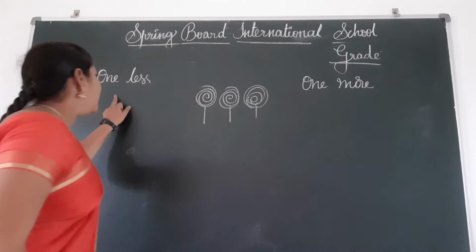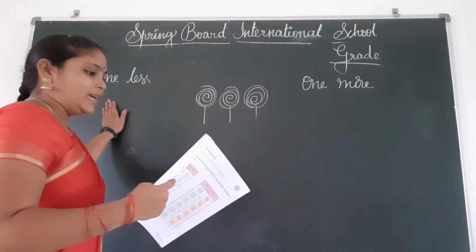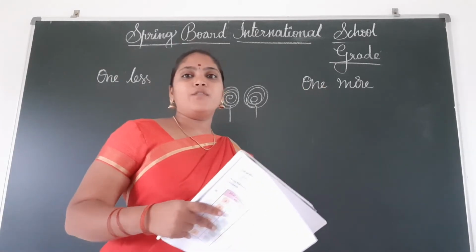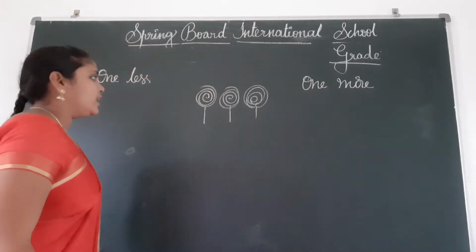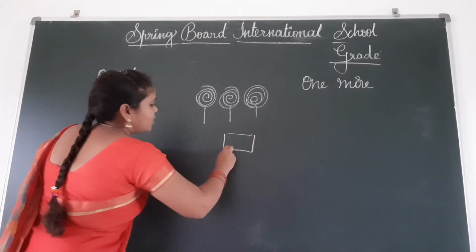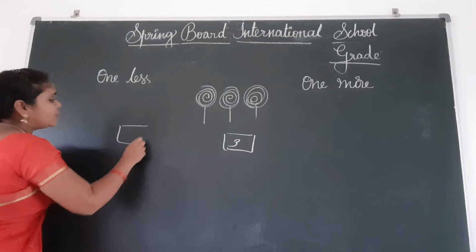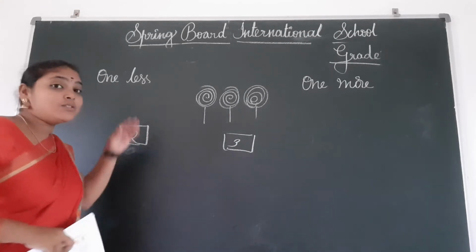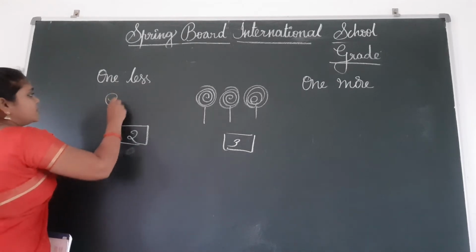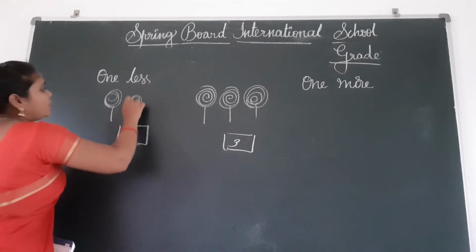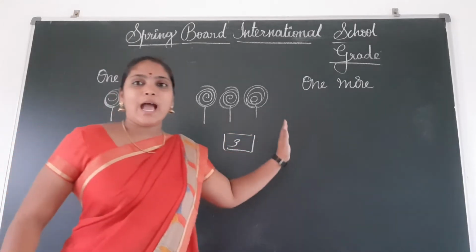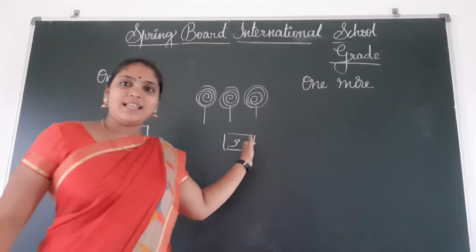Here you have to draw one less of the given candies, and here you have to draw one more of the given candies. How many are here? 3. So one less of 3 is 2. So here you have to draw 2 candies. Why? Because you have to draw one less of the candies.